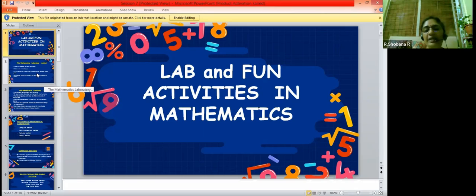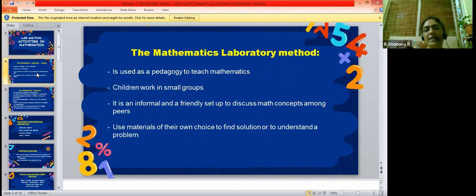Apart from the teacher-centric method, the new pedagogy in mathematics is the mathematics laboratory method. We all know this has been there in science for a very long time. When we were in school also, we used to have labs only for science. So lab itself meant it is only for science, but now the teaching pedagogy is through mathematics laboratory, where a lab is there for students to explore the concepts of mathematics.